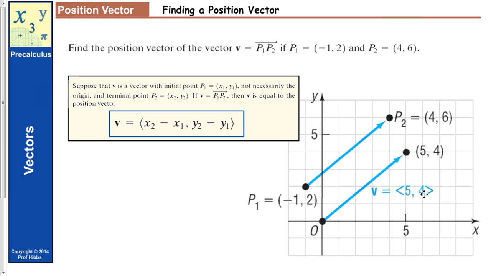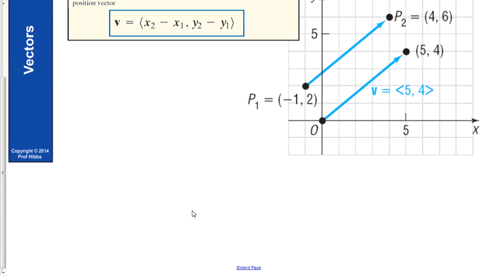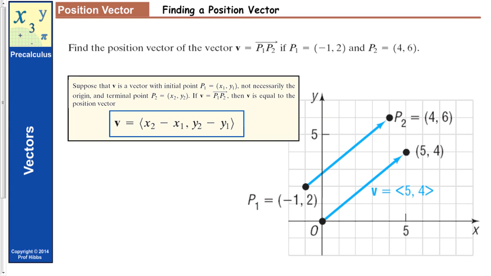Now, to get the second component, the 4, we take the endpoint's second coordinate, and subtract the initial point's second coordinate. 6 minus 2 is 4. And so we could have done that without counting. We could have come up with this (5, 4) by just doing the arithmetic. 4 subtract -1, first component, 6 subtract 2, second component. I guess I have nothing else on this page, so let's move to the next page.